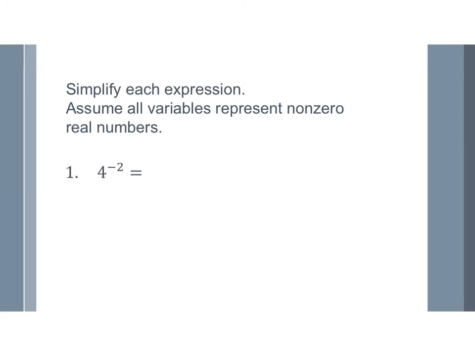So again, a negative exponent does not make the problem negative. It turns it into a fraction. Think reciprocal here. So again, you could put a 1 there, flip it upside down, make it positive, and now we're going to evaluate 4 squared, which is 16.